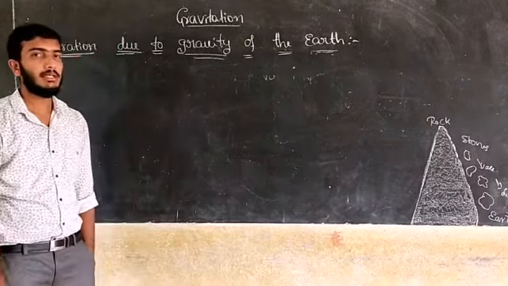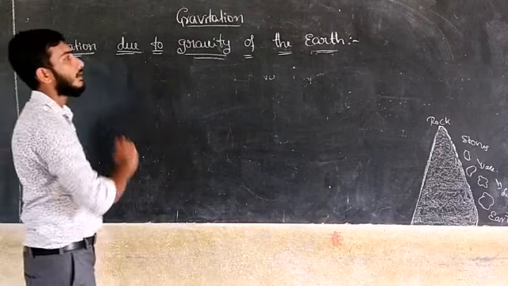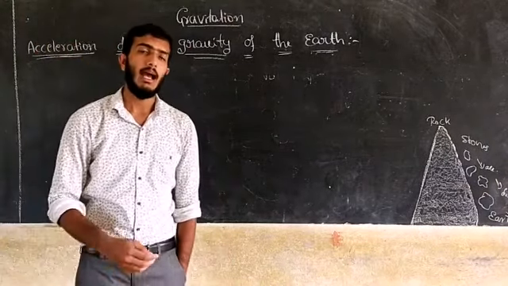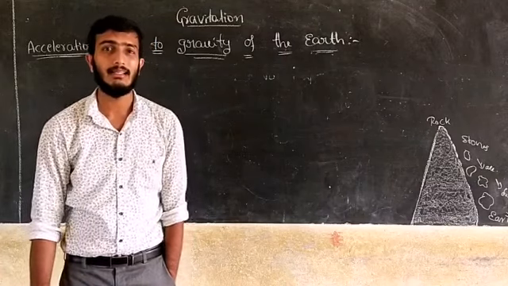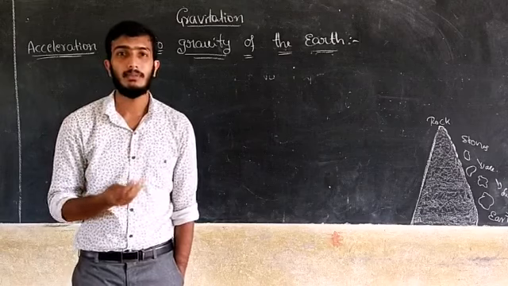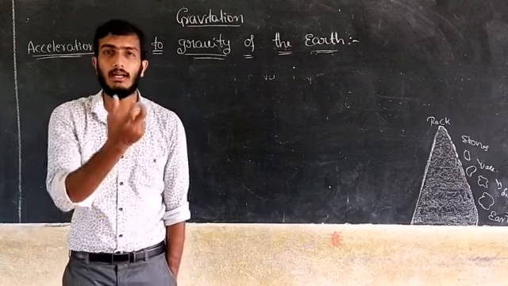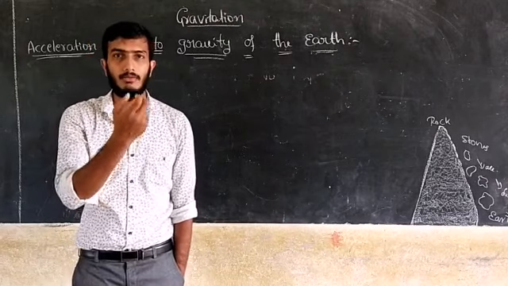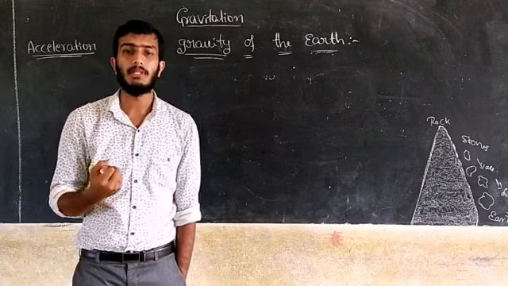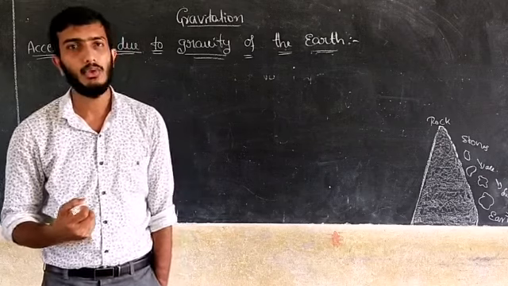Now we are going to discuss one new concept, acceleration due to gravity of the earth. When an object is thrown up, it comes down because it attains the gravitational pull of the earth. The gravitational force of the earth attracts the object towards the earth. So it is called acceleration due to gravity.